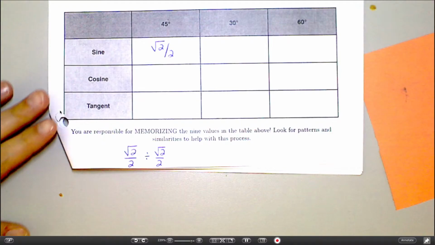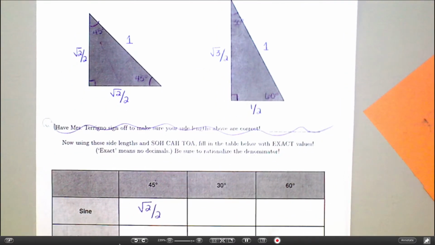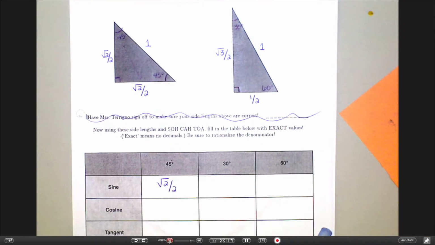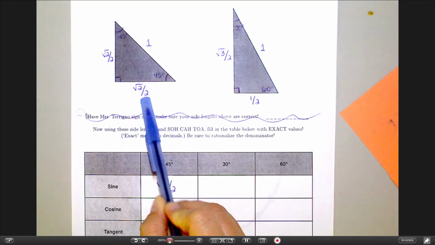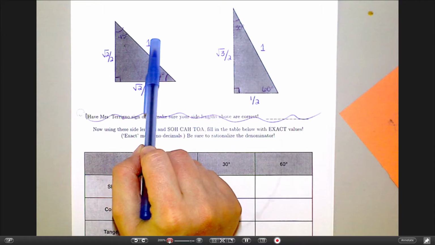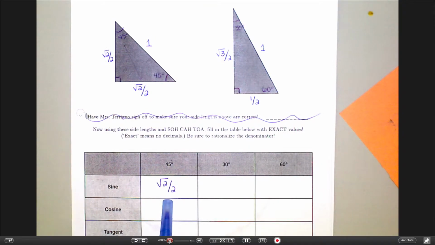Okay, so for sine of 45, let me back this up so you can see the triangles too. For sine of 45, I wanted to do opposite over hypotenuse, so that would be square root of 2 over 2 over 1. Anytime it's over 1, it's just going to be whatever the number was that you were dividing by 1, so it's square root of 2 over 2.